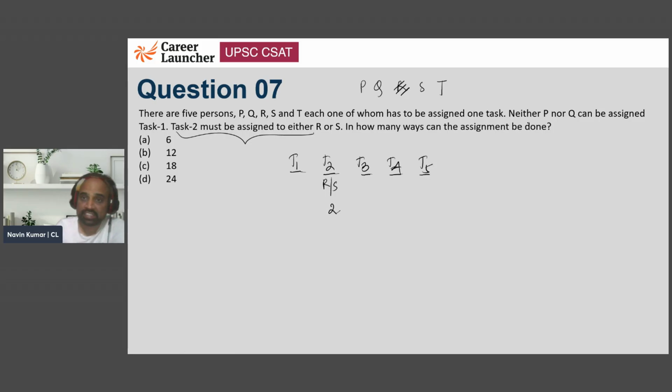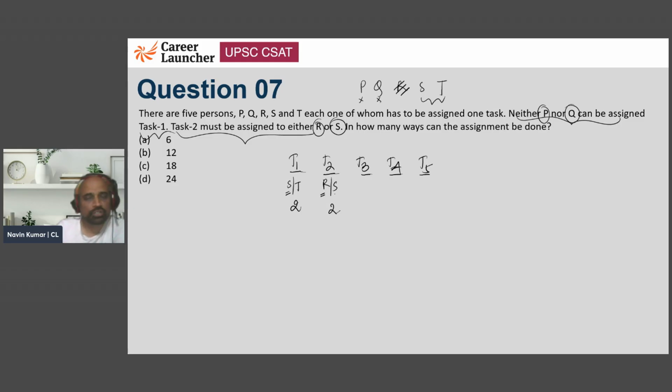Now we will go to the next condition. It says neither P nor Q. Thankfully, there is no common people between these two. Otherwise, it would have made the question more complicated. So now let's look at the next condition. Neither P nor Q can be assigned task 1. So in task 1, if we can't take P or Q, and one among R or S is already here, there are only 2 people left, S and T. So if R is used here, we will say that S or T will come here. Or if S was used in task 2, we would have said R or T can come there. So that's another 2 options.